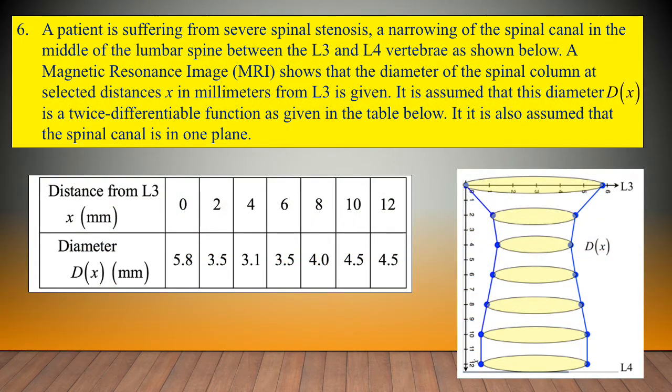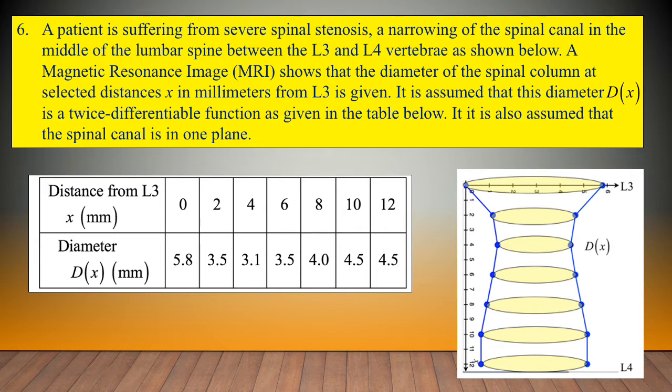Problem 6 reads: a patient is suffering from severe spinal stenosis, a narrowing of the spinal canal in the middle of the lumbar spine between the L3 and L4 vertebrae, as shown below. A magnetic resonance image, an MRI, shows that the diameter of the spinal column at selected distances x in millimeters from L3 is given. It is assumed that this diameter d of x is a twice differentiable function as given in the table below. It is also assumed that the spinal canal is in one plane.